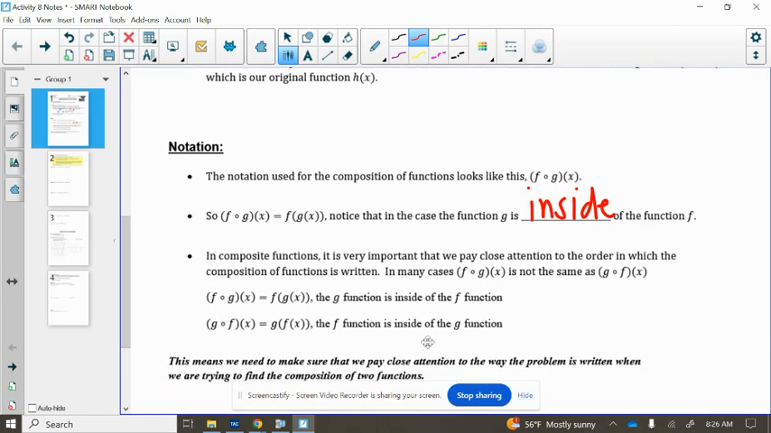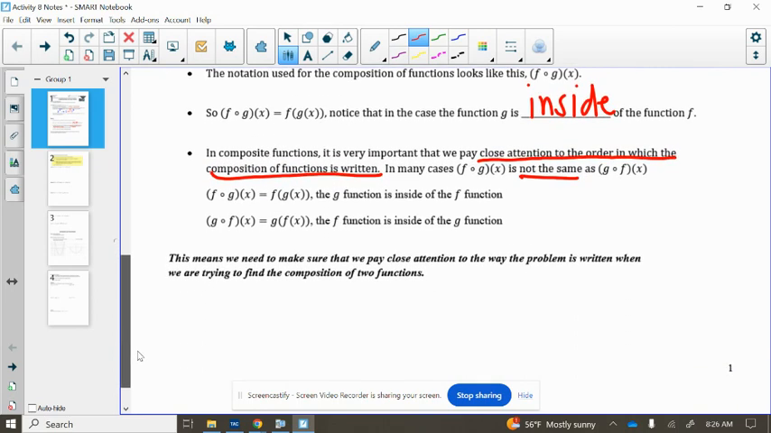And it's very important to note that the order is important in these because it's not necessarily going to simplify to be the same thing. In many cases it's not going to be the same. So when we have f of g of x and g of f of x, they are very different functions. Again, whatever one is listed closer to the x, that is going to be your inner function, and then the outer function would be the one on the outside.